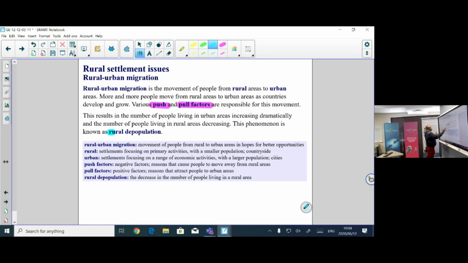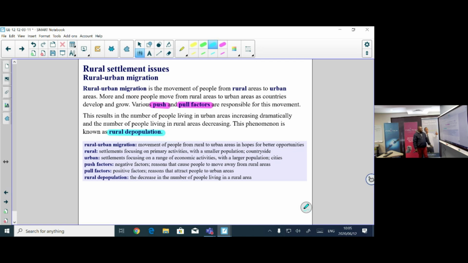So take note of this. When people move from rural areas and there are fewer people in the rural areas and there are more people in the urban areas, that is what is called rural depopulation, which means the population in the rural areas is going down. Then we do have definition of terms here.